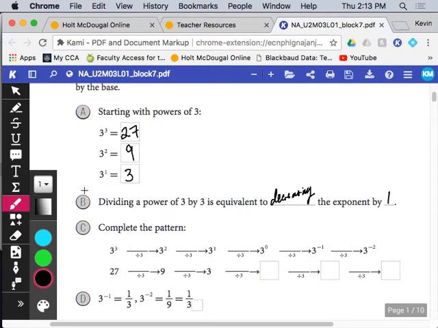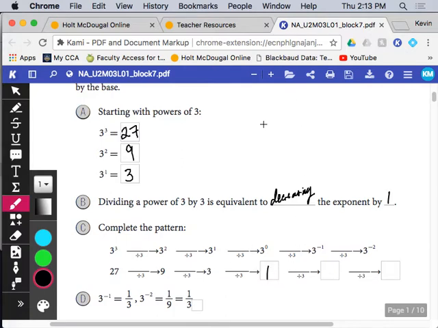So let's take a look here now at step C. 3 to the third is 27. 3 squared is 9. Each time we're dividing by 3. 3 to the first, decreasing the exponent by 1. Dividing by 3 is 3. We decrease the exponent by 1 again, we get 3 to the 0. If each time we're decreasing the exponent by 1, we're dividing by 3, we should divide by 3. So 3 divided by 3 is 1.